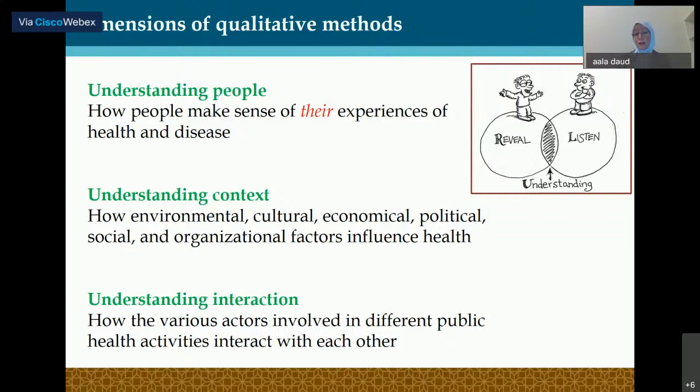Understanding context, so how environmental, cultural, economic, etc., all these factors might influence health. And finally, understanding interaction, so how the various actors involved in different public health activities interact with each other. So these are the main dimensions of qualitative methods.